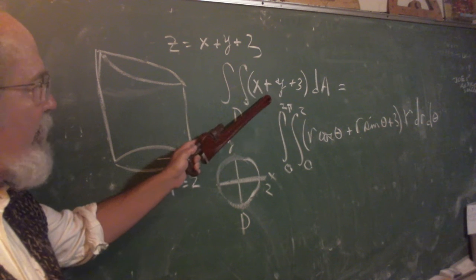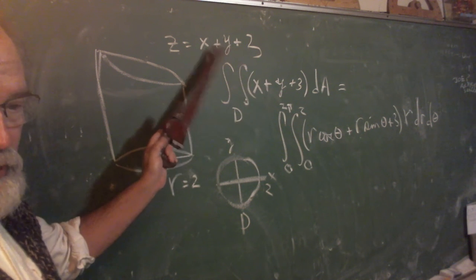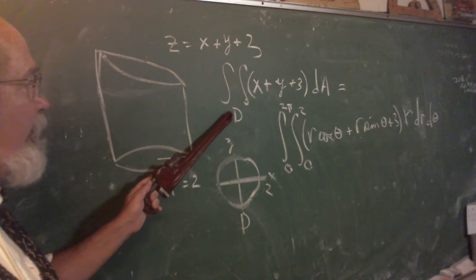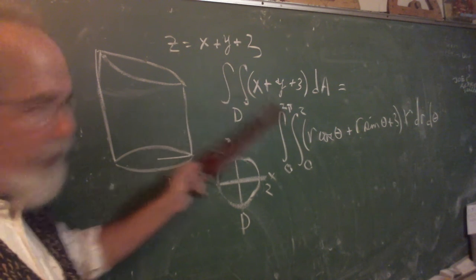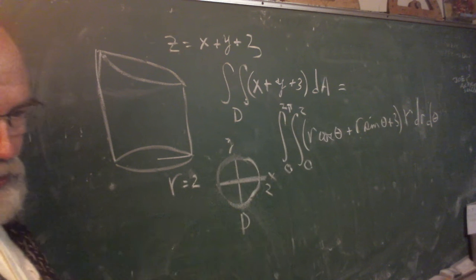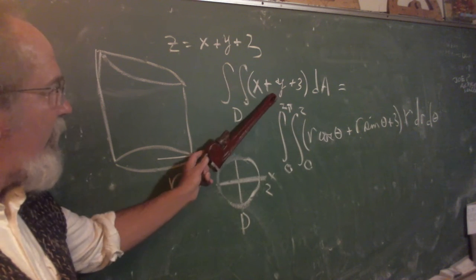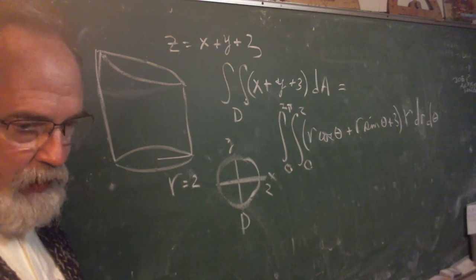The top surface is z equals. And here is this integral. We don't even bother to write in these limits of integration. I don't even write dy dx. But I do this. x is r cosine theta. y is r sine theta. Plus 3 is plus 3.